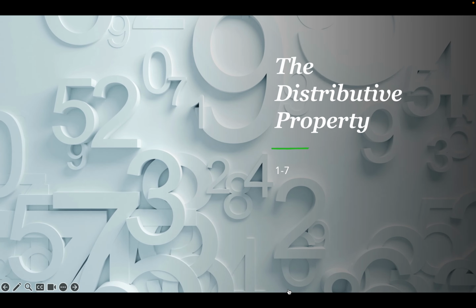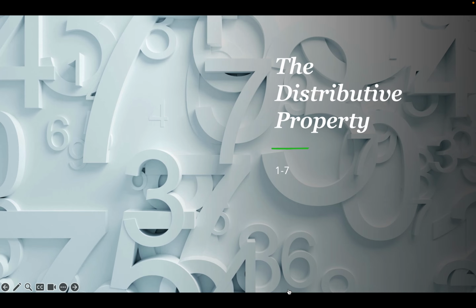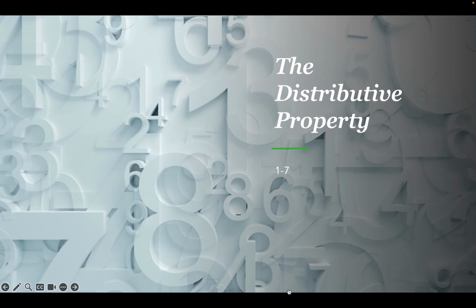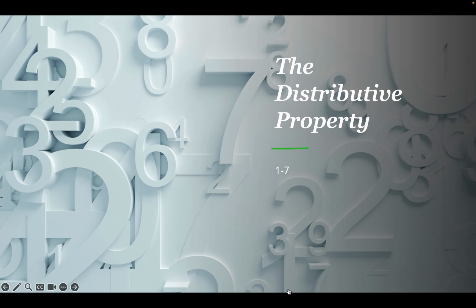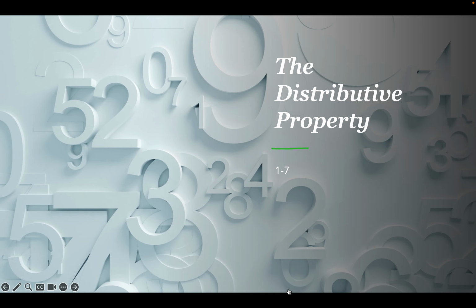Hey everybody! Today we're going to learn about the distributive property. The distributive property is all about multiplying and dividing. This is chapter 1 and it is lesson 7.